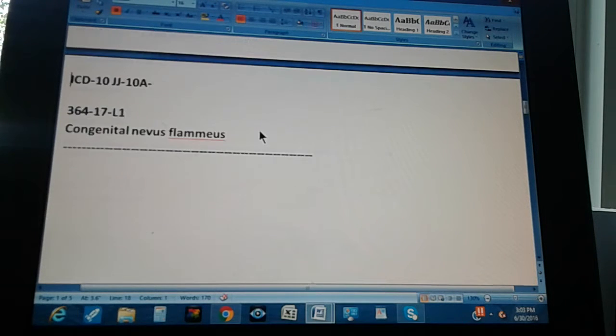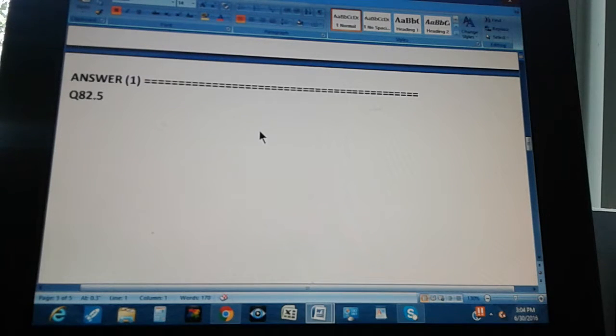Ready, set, go. ICD-10 JJ-10A, page 364, exercise 17, a level 1 exercise, and it reads like this: congenital nevus flammeus. That's our diagnosis. Now we're going to count to 3 so you can give us the ICD-10 code for this diagnosis. 1, 2, 3. The answer is Q82.5. If you got it, congratulations. If you didn't get it, let's give you a tip and explanation.